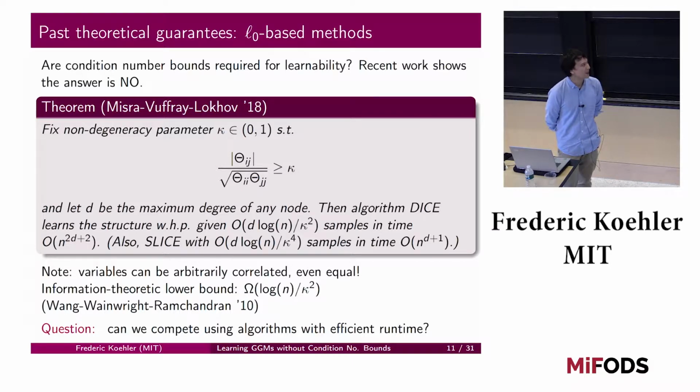And so, for example, how does this differ from a condition number assumption? I could, for example, have two variables that are almost equal, and that would blow up my condition number, but it doesn't change the fact that the model is learnable.